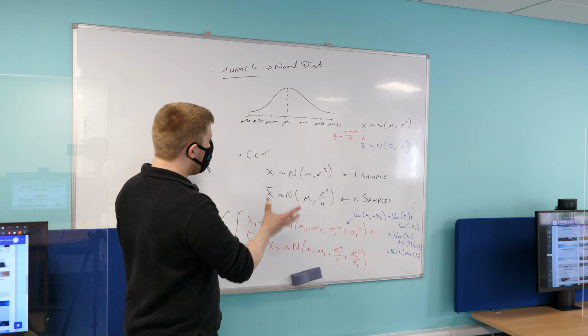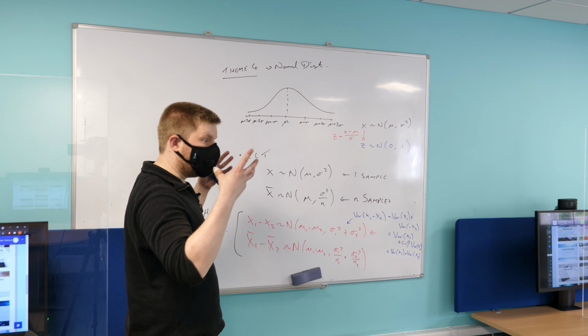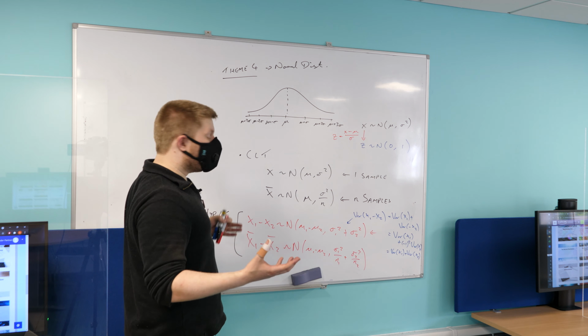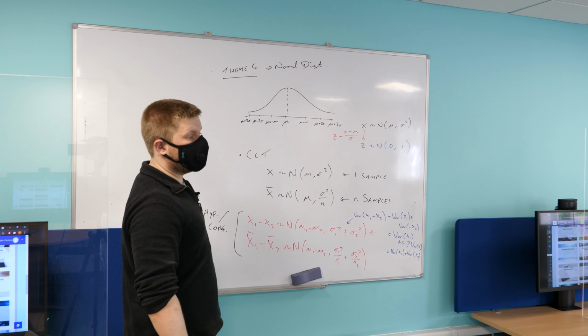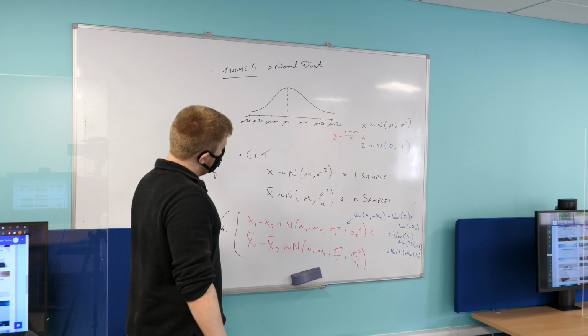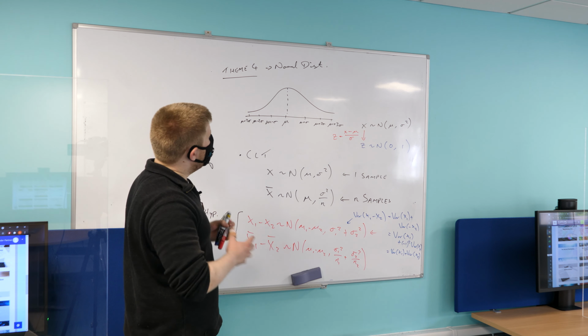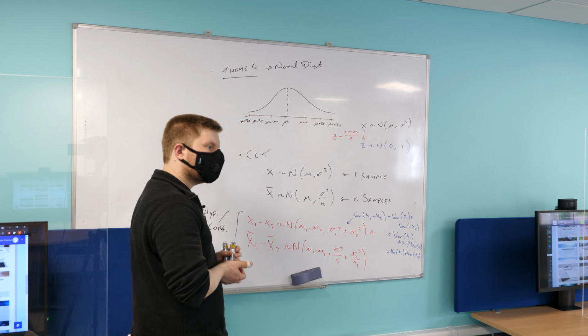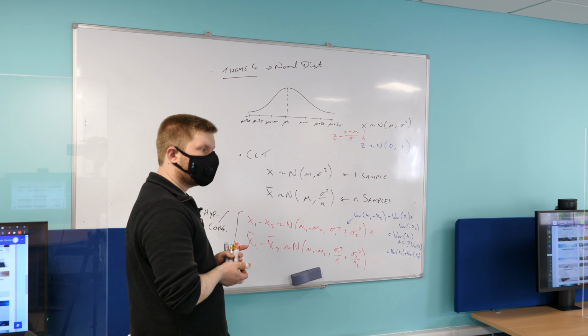So having an understanding of the central limit theorem is useful. Ultimately, it just boils down to these formulas, and these formulas are in the formula sheet, so you don't have to worry about memorizing them. But are there any questions with anything we've done there for the normal distribution? Okay.